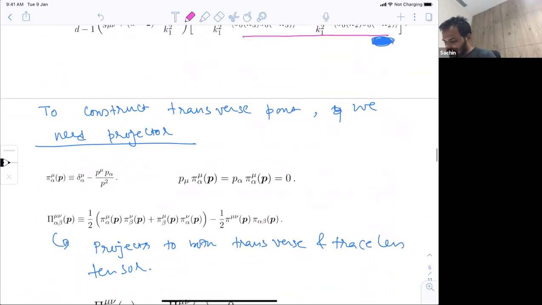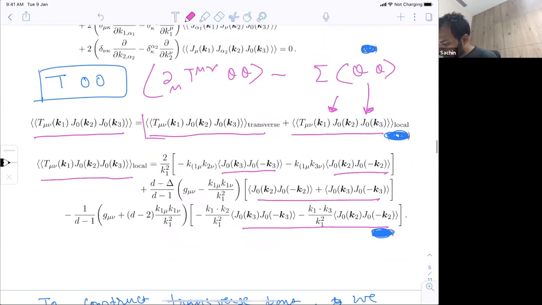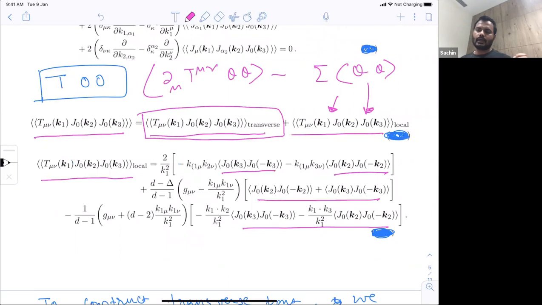And in order to construct this transverse part, this is the part where, when you are at well-separated points, del mu T mu nu becomes non-zero only at the coincident point, when del mu T mu nu is coinciding with the other theta. That is a Ward identity.